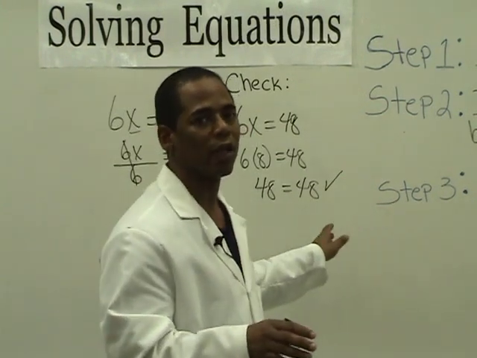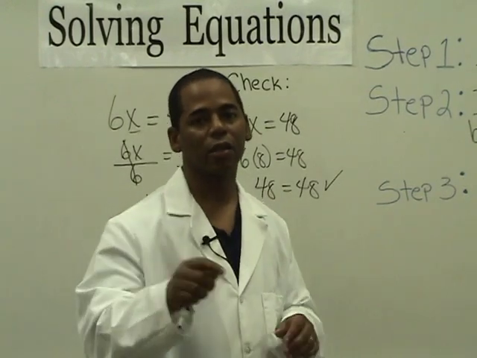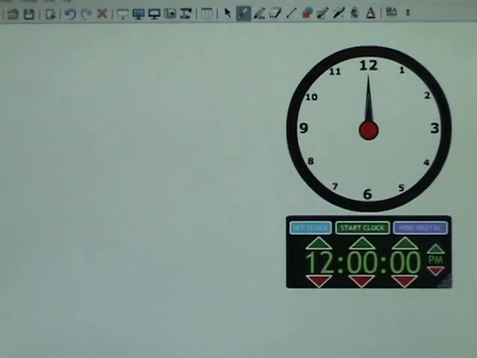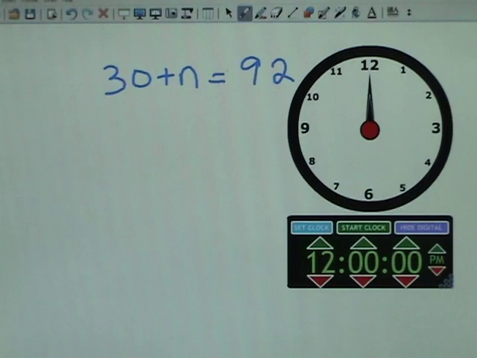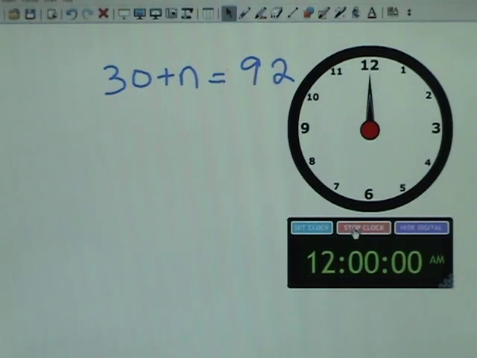You should have been writing along with me. Clear your space. Let's get ready to do number 1. Here's our first problem. 30 plus n equals 92. Again, that's 30 plus n equals 92. You have 30 seconds. Go.